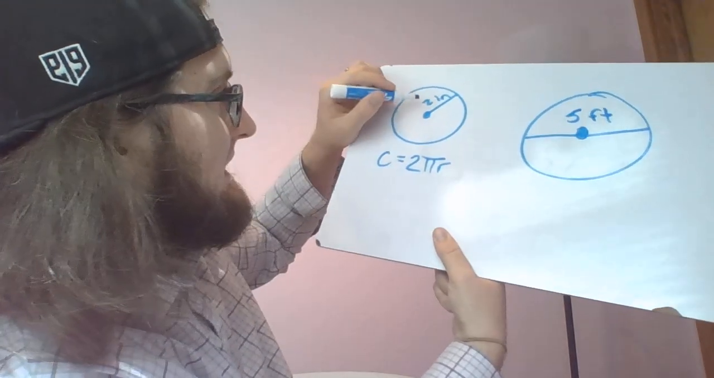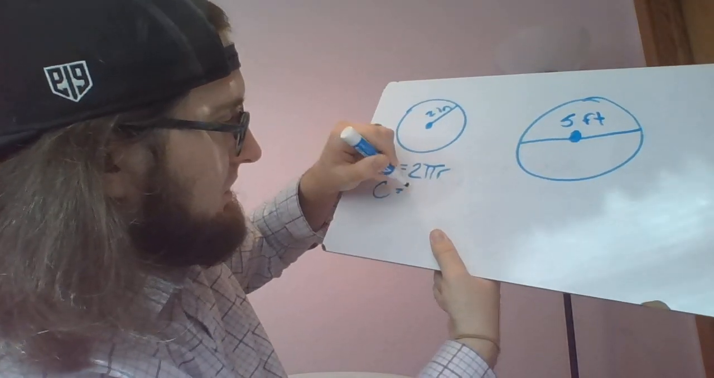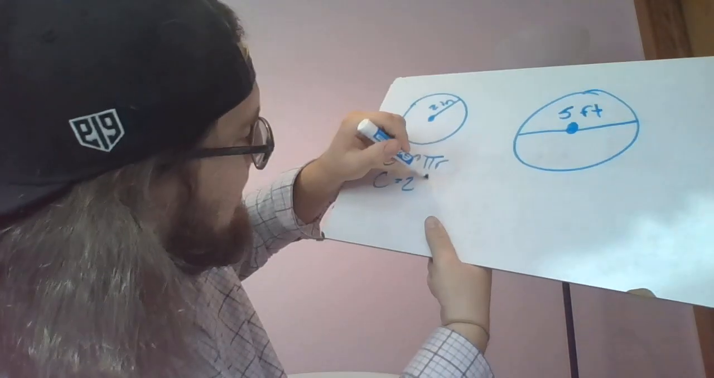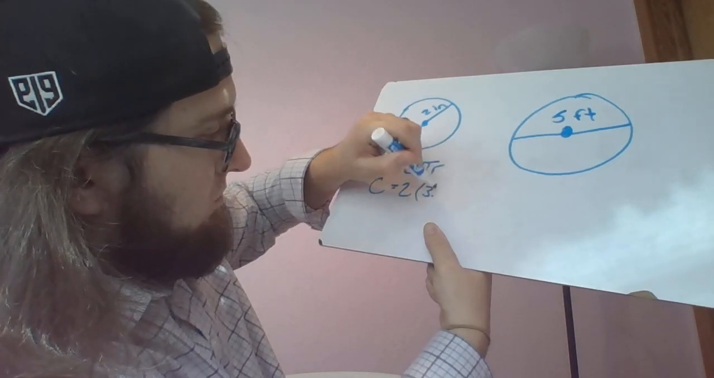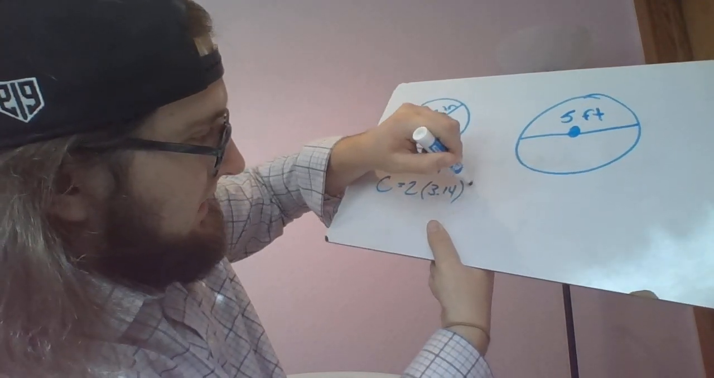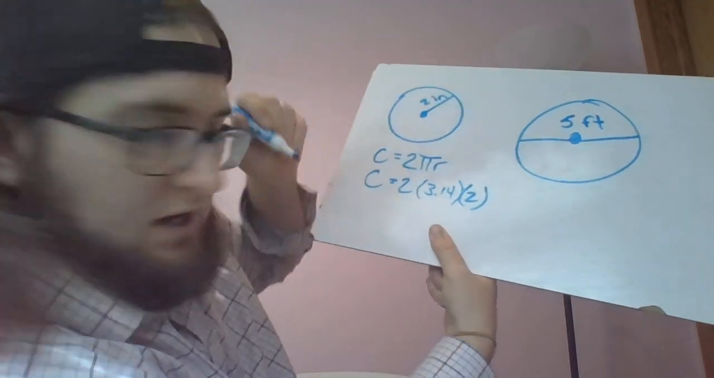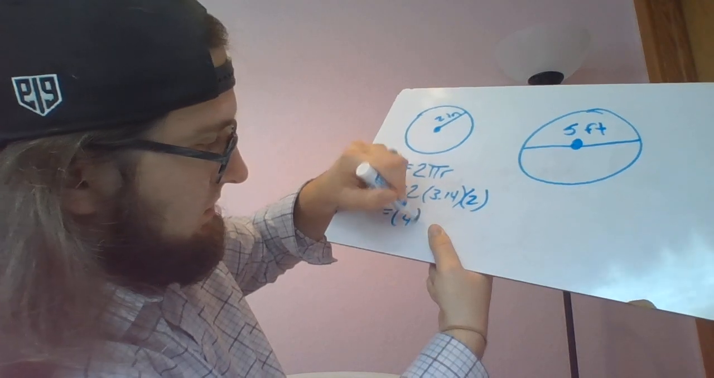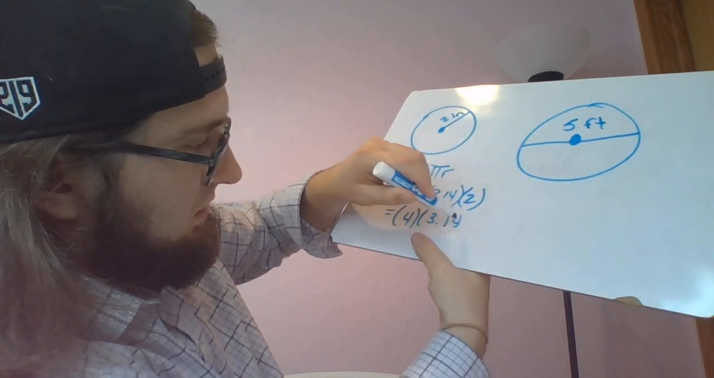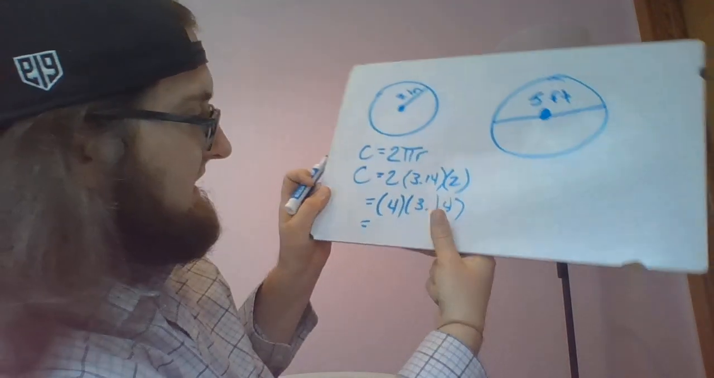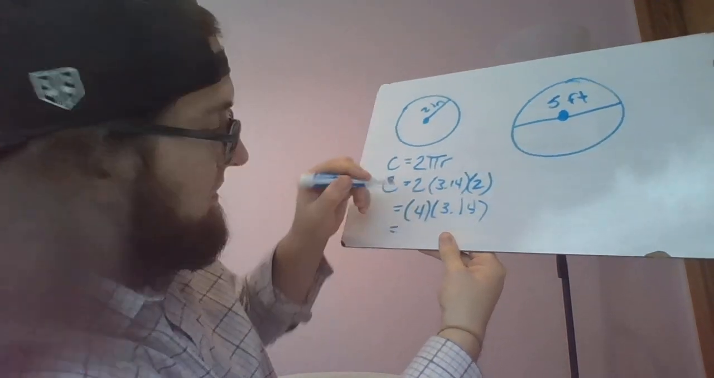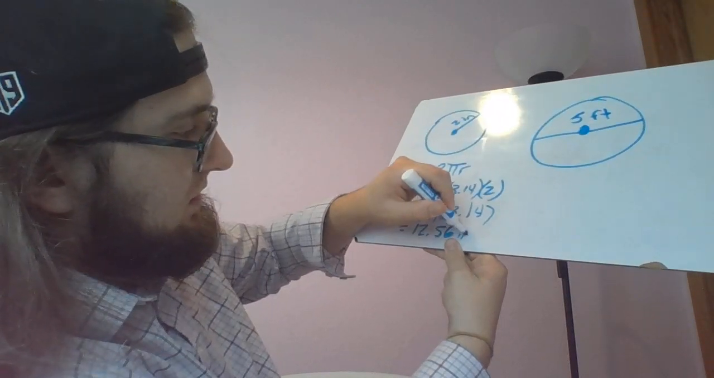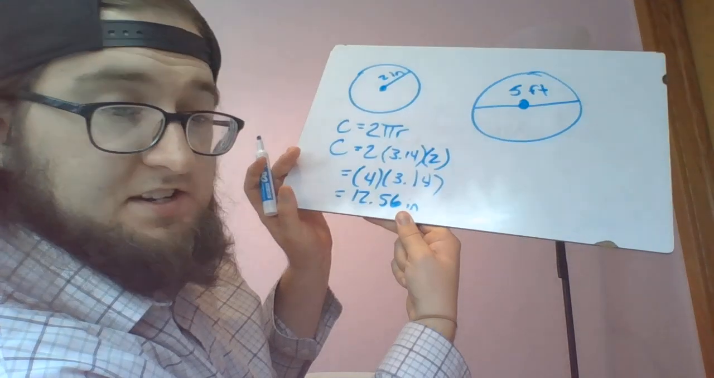Okay, so let's plug it in. So circumference is equal to 2, and what's pi again? 3.14. Oh, good. 2 times 3.14 times 2. And then we do some multiplication here. 2 times 2 is 4 times 3.14. So the answer is 4 times 3.14, which is 12.56 inches. Not inches squared because circumference is a distance.